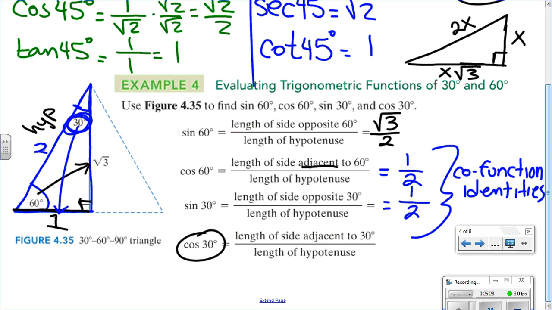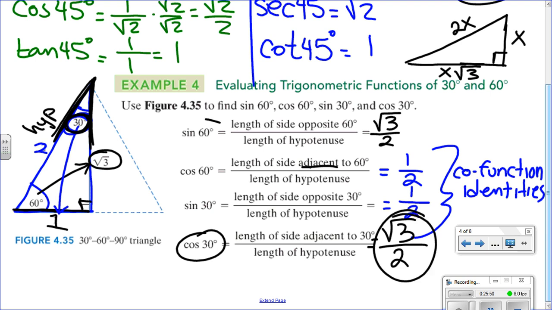What is the side adjacent to 30? Look at this angle right here. Don't give me the hypotenuse, give me the side that is forming the angle. It is the hypotenuse and what else? The adjacent right here, and that is equal to? Square root of 3. And what is the hypotenuse? 2. So the cosine of 30 and the sine of 60 are also co-function.